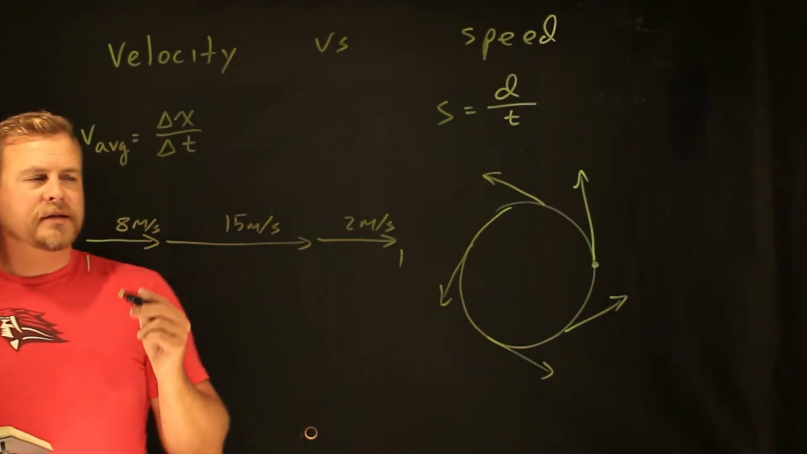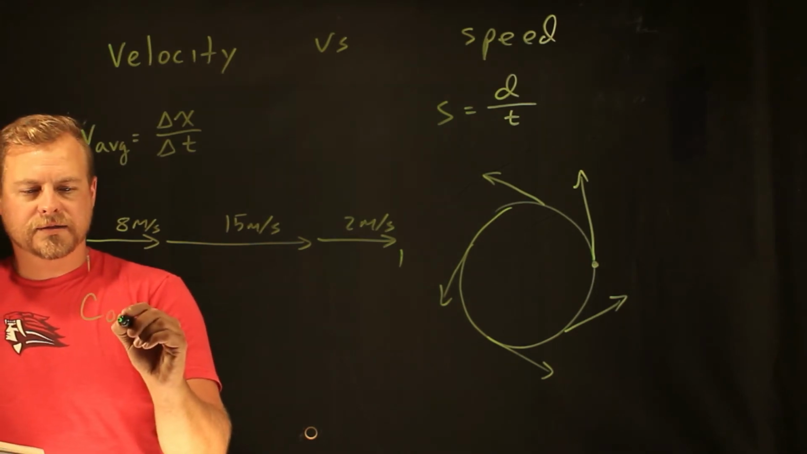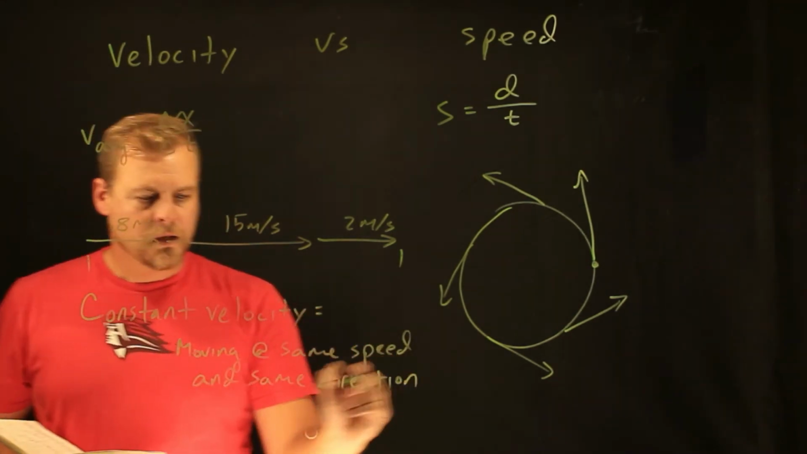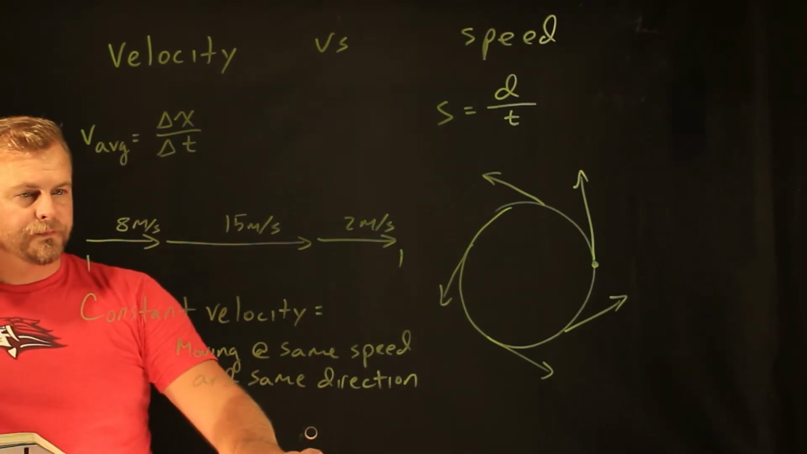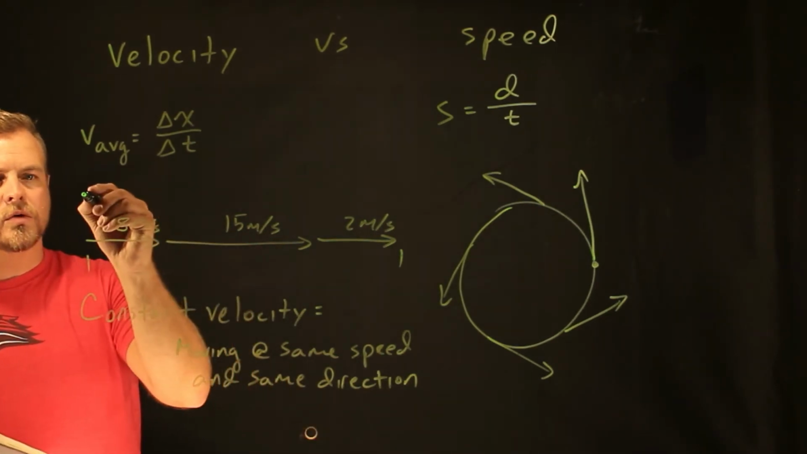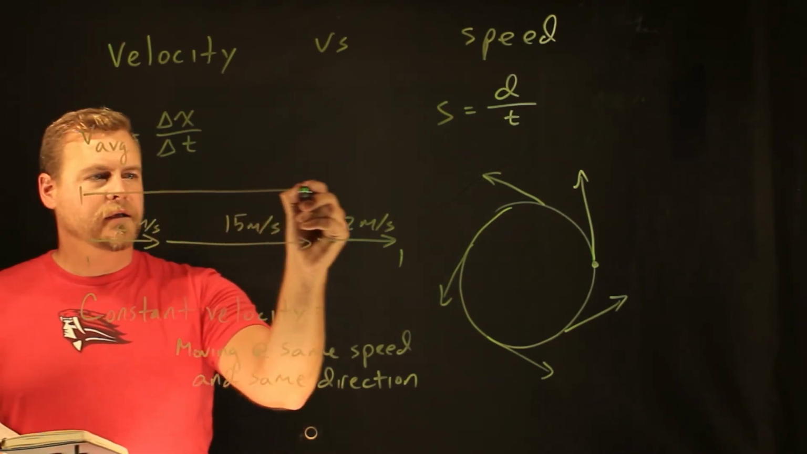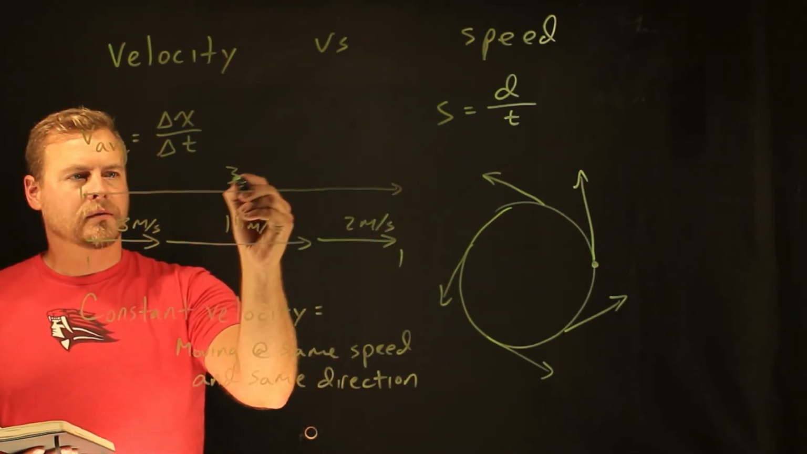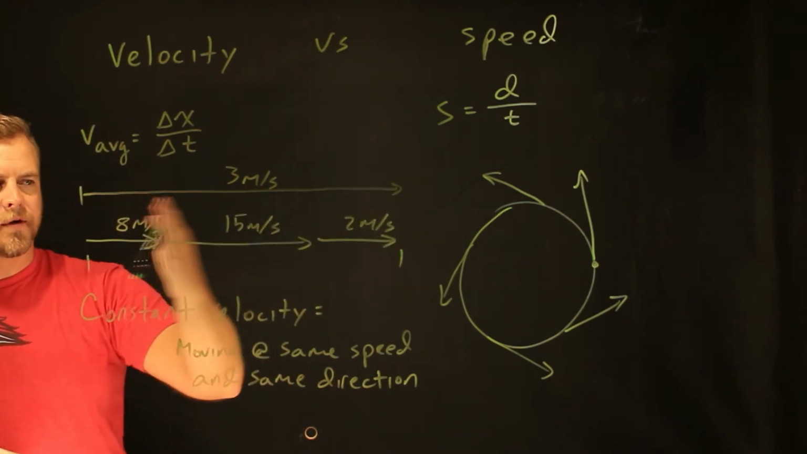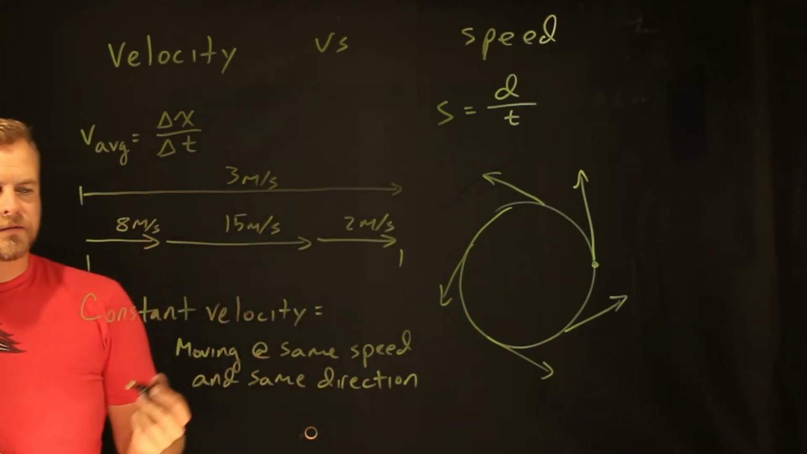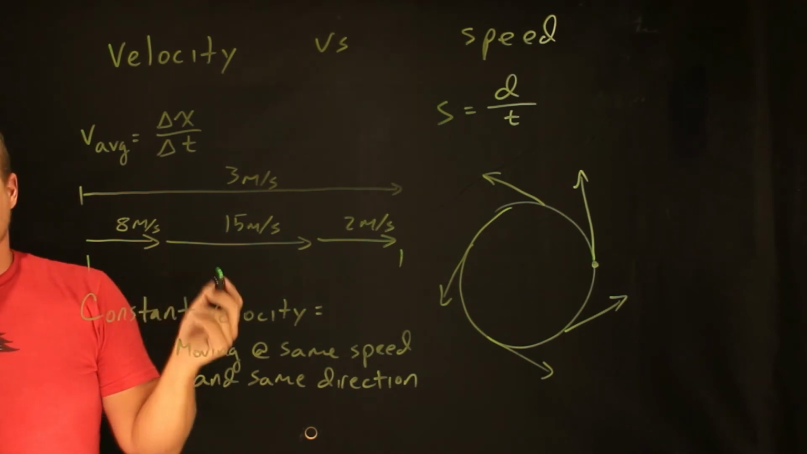If the velocity does not change, it's called a constant velocity. It's moving at the same speed and the same direction. So if I was going to school and I was just walking the whole way, at 3 meters per second very consistently the whole way, that's constant velocity, meaning it wouldn't change and the direction doesn't change.